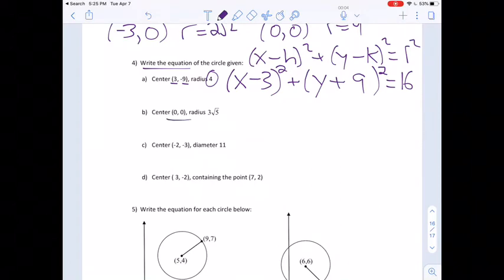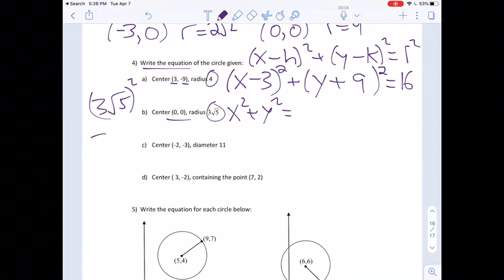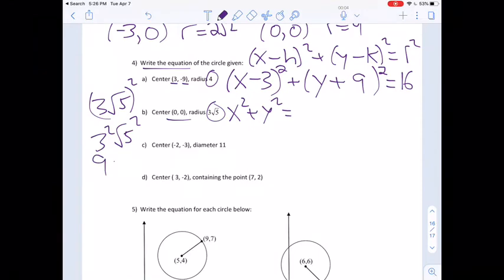Okay, next problem. Center 0, 0. So that gives me x squared plus y squared equals. And I need to do 3 root 5 squared. Let me do that on the side here. There's a variety of ways that people do this, but I'm going to do 3 squared and root 5 squared. 3 squared is 9. Root 5 squared means root 5 times root 5, which is the square root of 25, which is plain old 5. And 9 times 5 is 45, and that's the number that would go there.